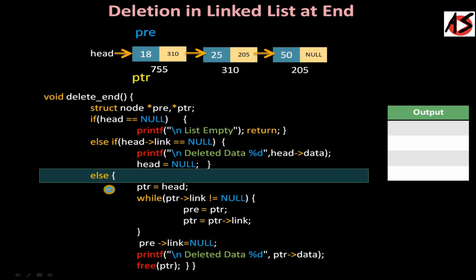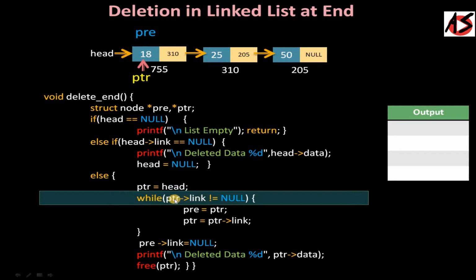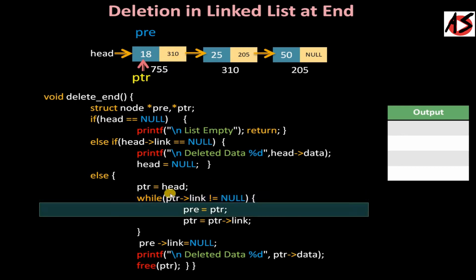In the else part, the first instruction is pointer is equal to head. So here we will set the pointer to the head node, that is 755. Now we will run the loop. In the loop condition, we will check pointer link not equal to null. So here we have the pointer and this is the link, that is 310. So that is not null. So we are going inside the loop.